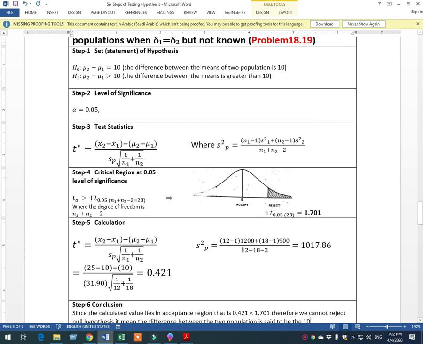So thus we can practice this kind of hypothesis testing. And guys, please do it at your home, and make yourself very clear about it.